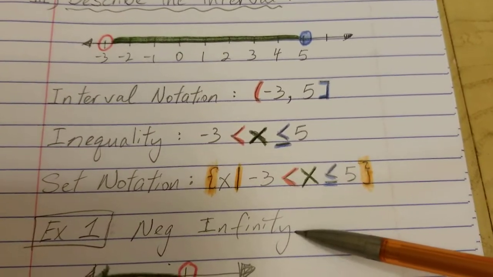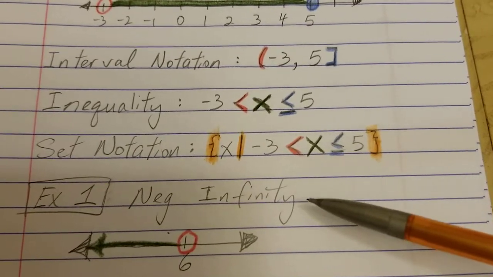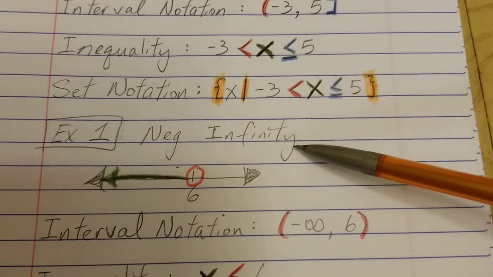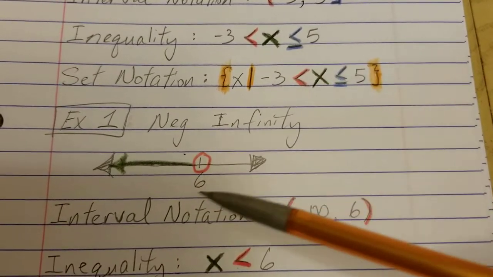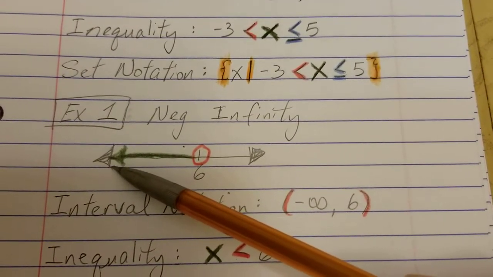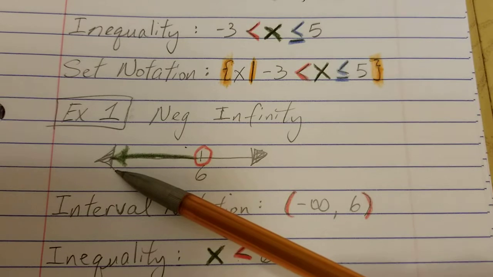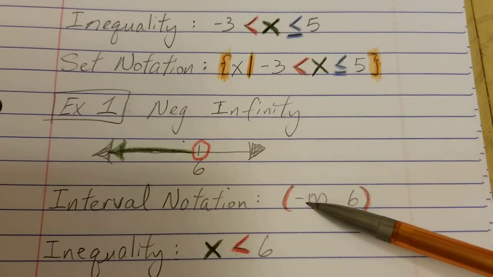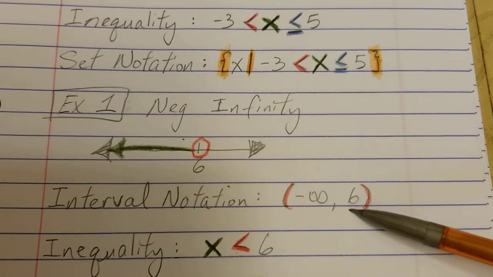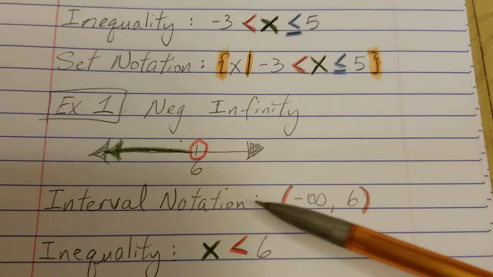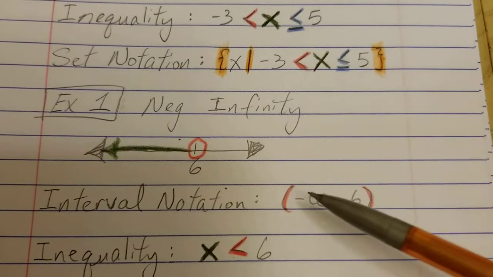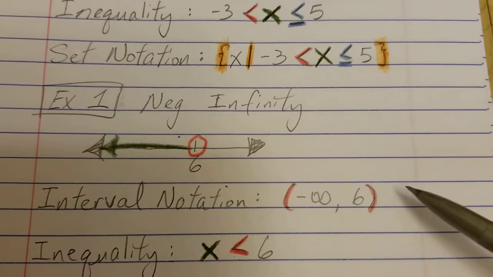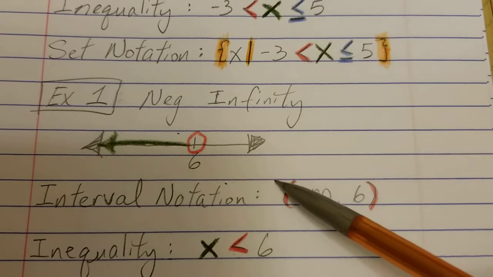There are two cases that you need to look at. One is called negative infinity. So with the negative infinity, how would you write it? Because the left side represents negative infinity, you have negative infinity on the left side and 6 on the right side for the interval notation. Because it's an open circle where 6 is, it's going to be curved on both sides.